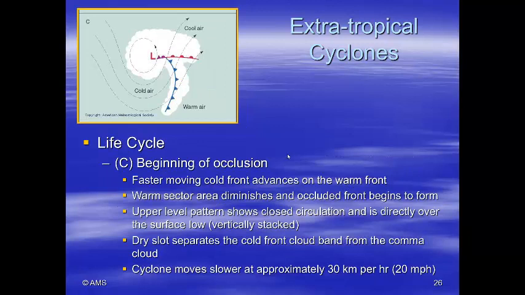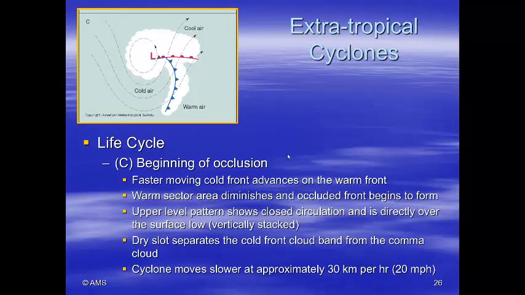Next, the occlusion begins. So the cold front is moving faster than the warm front. It catches up with the warm front and pushes it up off the center. The warm sector area diminishes and the occluded front begins to form. And the upper level pattern shows closed circulation, directly over the surface low.